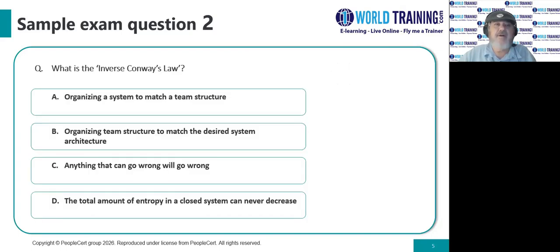Question 2, what is the inverse Conway's law? So you may recall Conway's law is about organizing systems around the team structure. So that's not the inverse one. It's kind of the opposite. Organizing team structure to match the desired architecture. So B looks right. Let's check the others. Anything that could go wrong will go wrong. Okay, that's Murphy's law. The amount of entropy in a closed system can never decrease. Okay, that's a law of entropy. So definitely the best answer here is B, organizing team structure to match the desired system architecture.